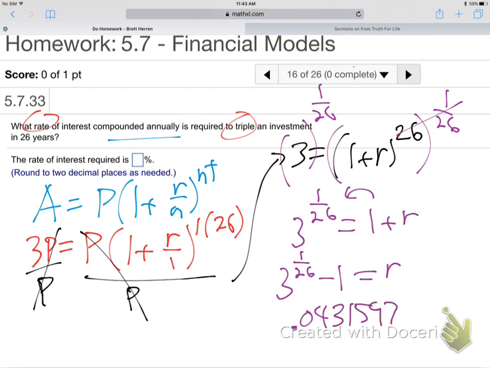0.043159.7. So what are we supposed to do? Move the decimal 2 places. 4.3, and they want 2 decimals, so 4.32%. That's the interest rate needed to do that.